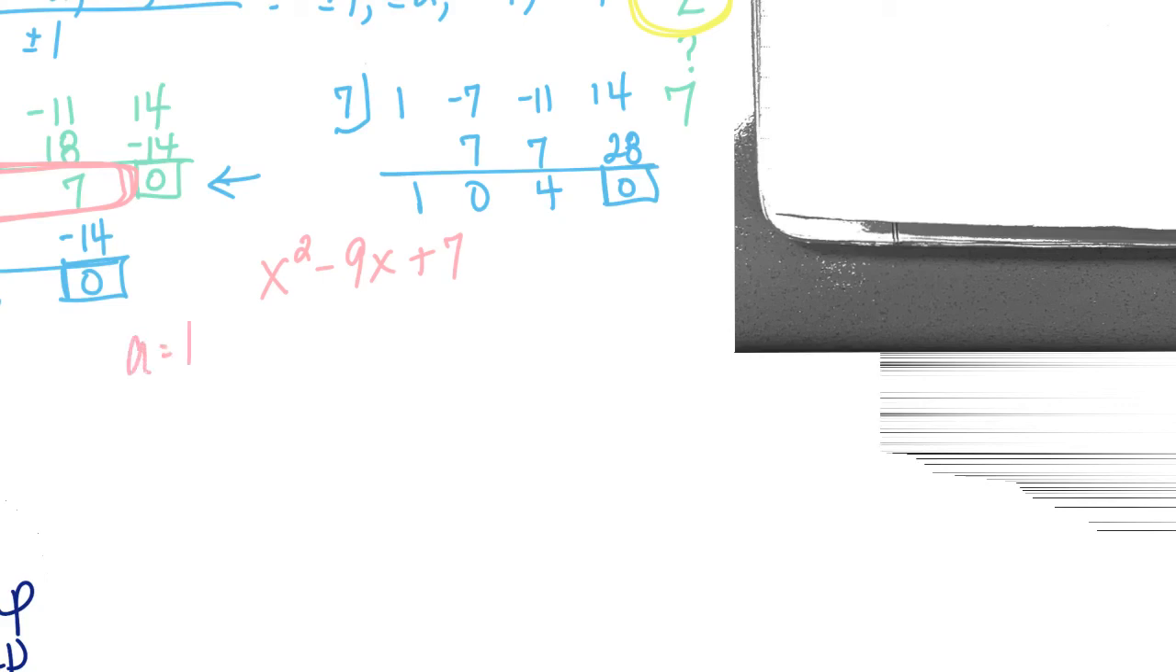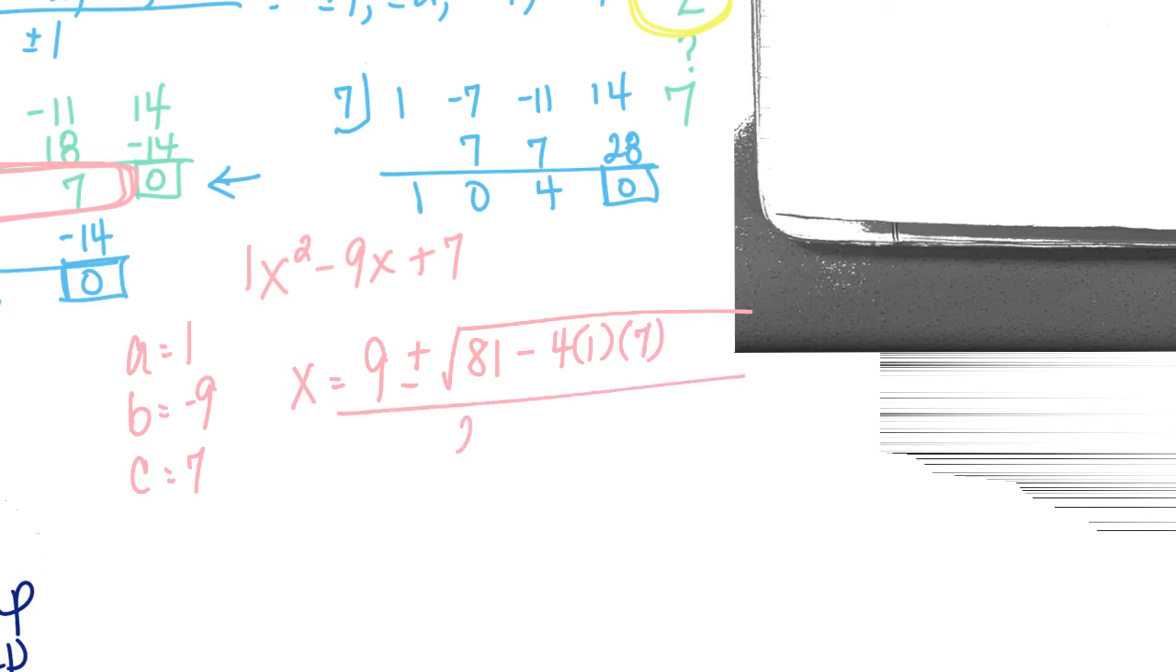Remember, my a is 1, my b is the second number, -9, my c is the constant, which is 7. x is equal to opposite b plus or minus square root. B squared is 81 minus 4 times a times c all over 2a. So I get, well, 81 minus 28 is 53. Yep, there's that weird part I told you about.